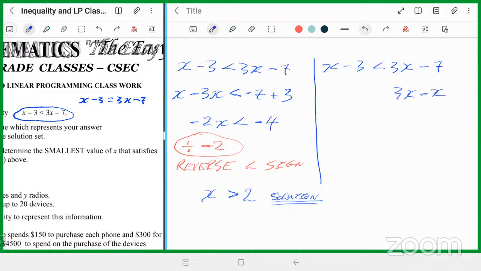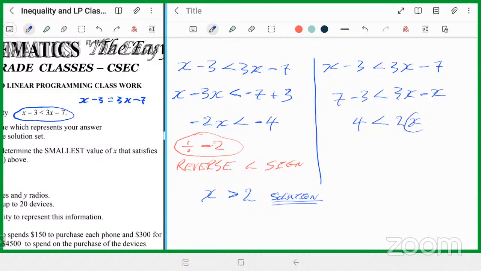This sign stays as it is. Now this 3 is already there. I'm going to put it back as negative 3 on the left side. And then this negative 7, when it comes over here, becomes a positive 7. It's a positive 7 over here now. Then 7 minus 3 is a 4, less than. Then this is 3x minus 1x. 3x minus x is 2x.